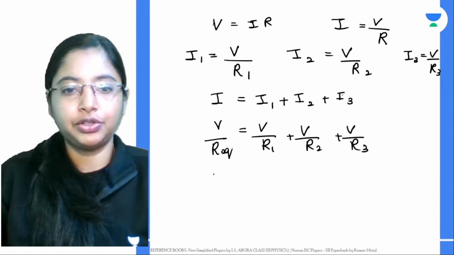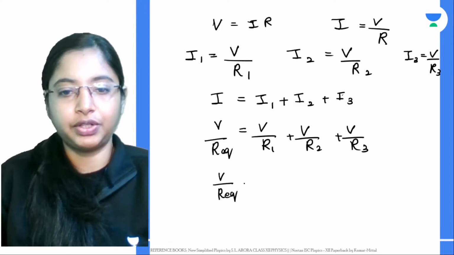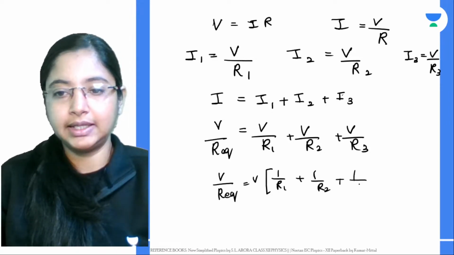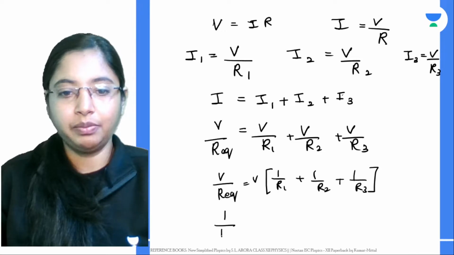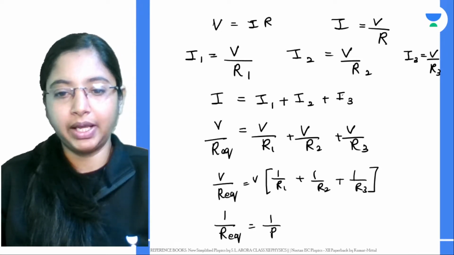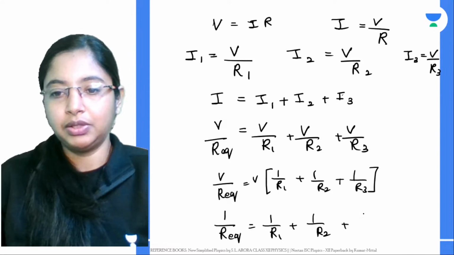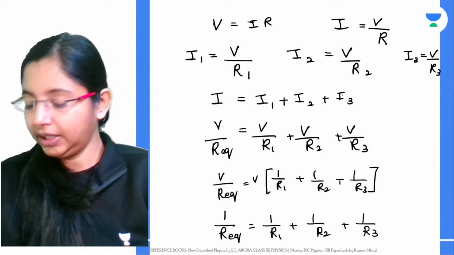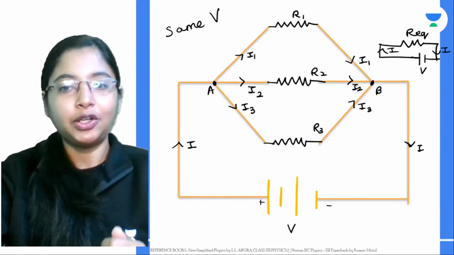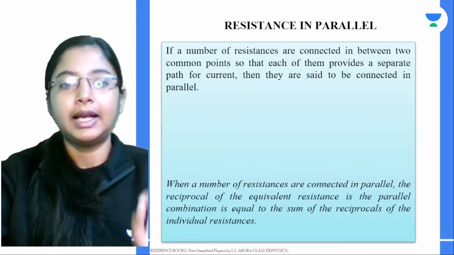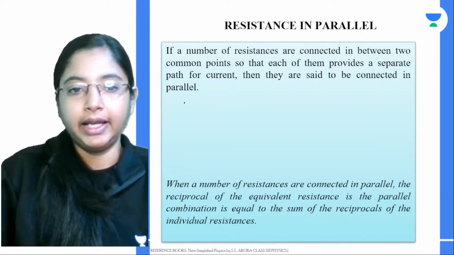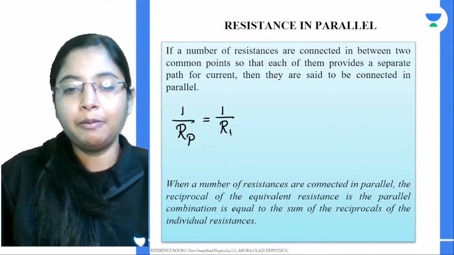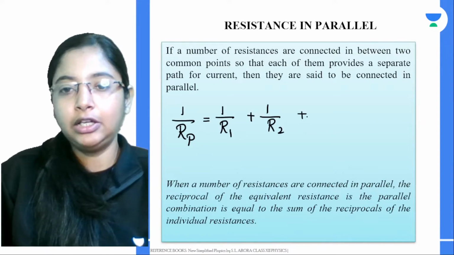Voltage, you can take V commonly out in each of these cases, and you can cancel that, and all you will have is 1 by the equivalent resistance will be 1 by R1 plus 1 by R2 plus 1 by R3. Okay, now from here what we can say: we have taken only three resistors, but if there are multiple resistors connected in parallel, then the equivalent resistance in case of parallel combination will be the sum of the reciprocals of the individual resistors.